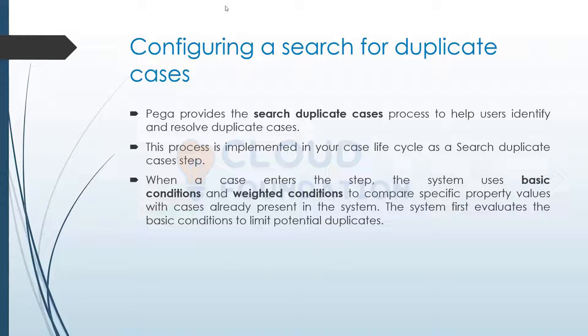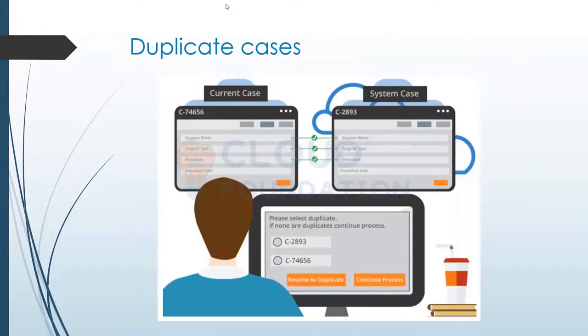Let's go ahead and see how this is going to happen. This is a quick illustration of how you can find the duplicate cases. Yes, I have given all my weighted conditions, standard basic conditions, all of it. But the system is not going to decide, it is just going to show that this might be a potential duplicate. Remember this term, potential duplicate.